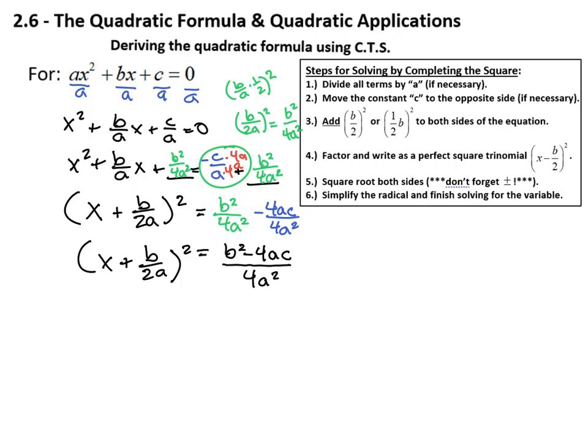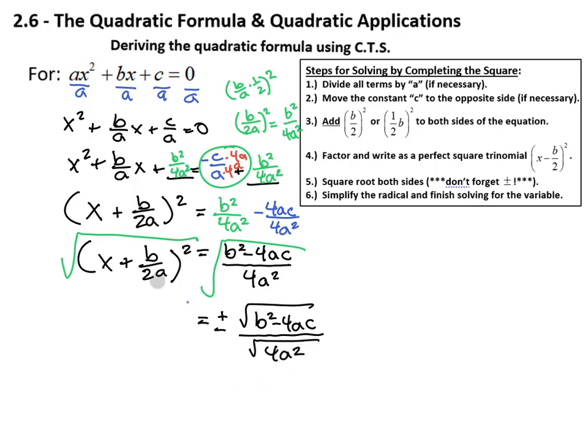Okay, next, when we're using completing the square, we would take the square root of both sides after we've created our perfect square. So we're going to square root both sides. Don't forget to put plus or minus. So we're going to have a plus or minus on the right. And remember properties of radicals, we said we can separate the top and bottom as individual radicals. So square root of 4a squared. And over here, of course, the square root and square are canceling each other out, and we get x plus b over 2a.